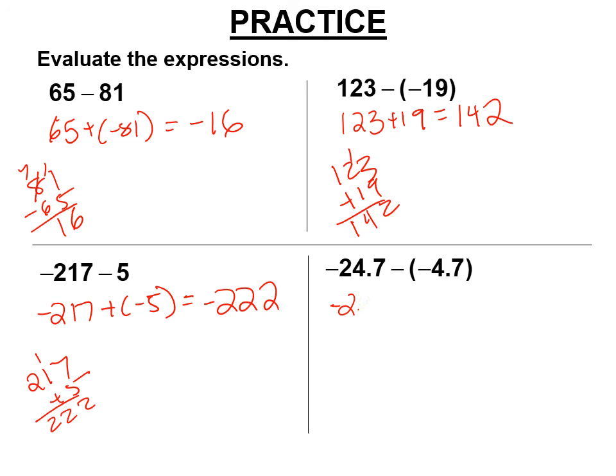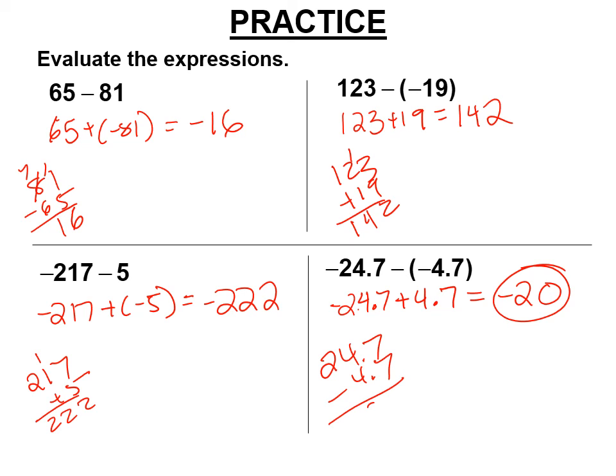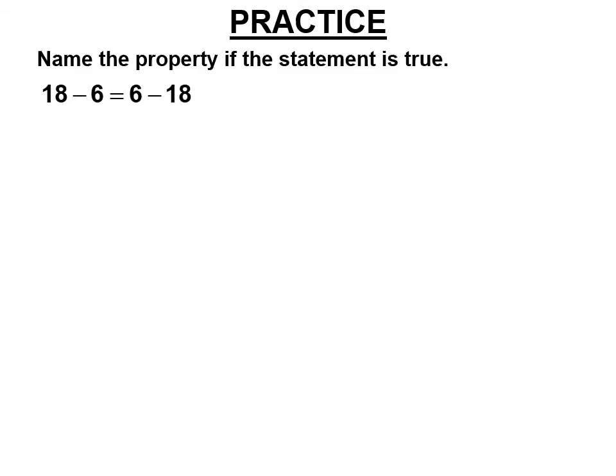Oops. Right, if only we could do that in our head. 24.7 minus 4.7 has got to be 20, right? And that's 20 extra negatives. What property is that if it's true? Right, 18 minus 6 is 12. This is negative 12. It's not true.